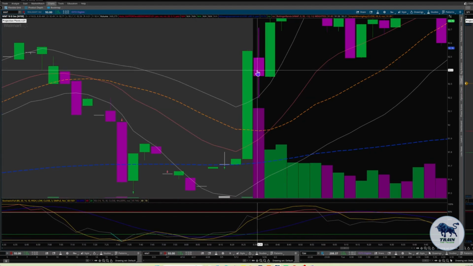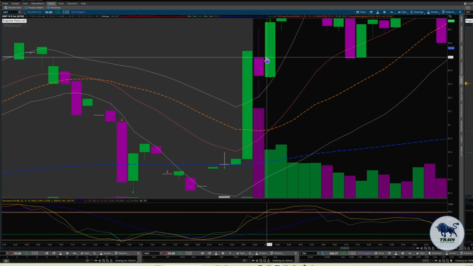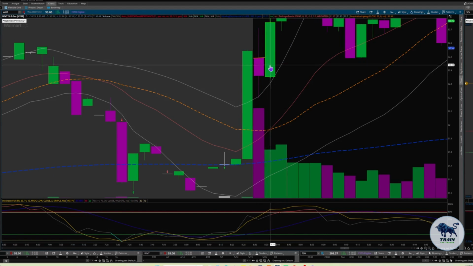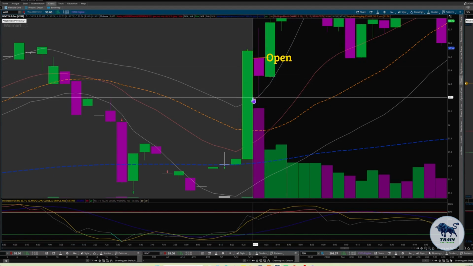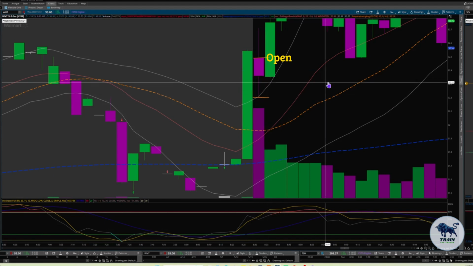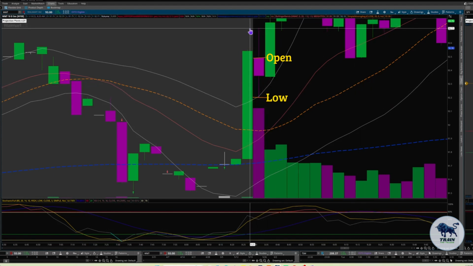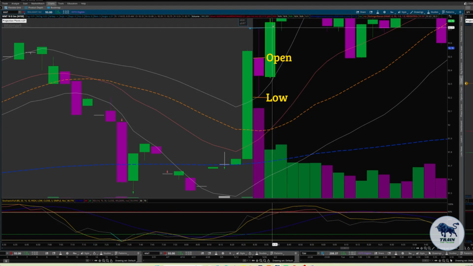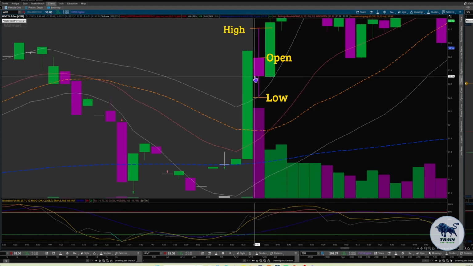It's magenta, fuchsia, whatever you want to call it. On some people's charts, it's going to be red. But now let's mark the open, which is right here. The top of the body is the open. The low of this candle is this bottom wick right here. We got the high of the candle right here at the top of that wick. And then we have the close.